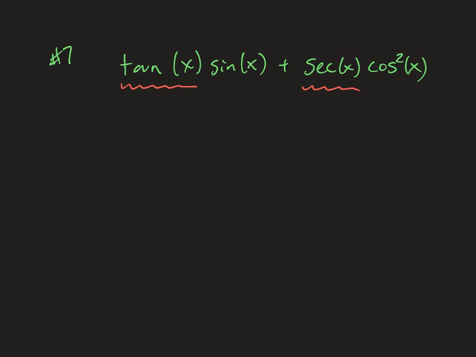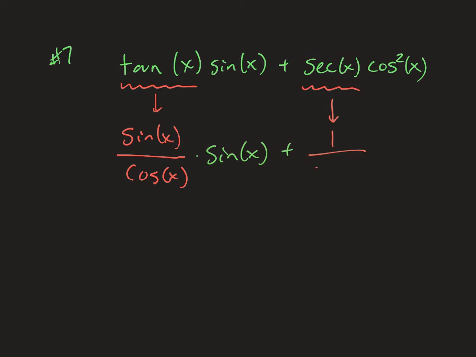So for example, the tangent function can be rewritten using the reciprocal identity as the sine of x over the cosine of x. And then that's multiplied by sine of x, of course. So I just turned this tangent into sine of x over cosine of x. And then this secant will turn into 1 over cosine of x. Eventually. So this is 1 over cosine of x. And then we're multiplied by cosine squared of x.